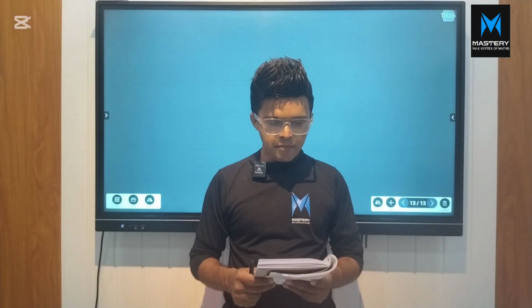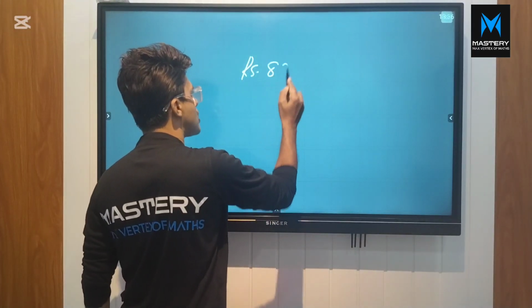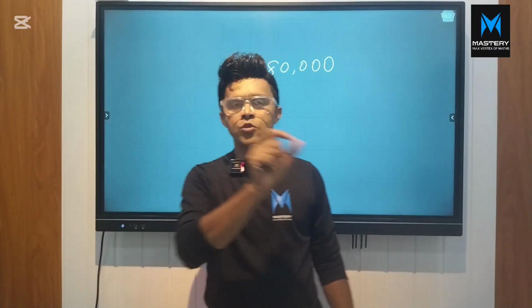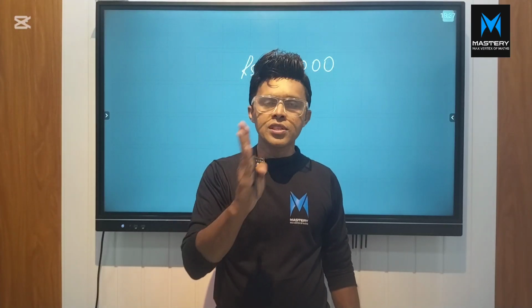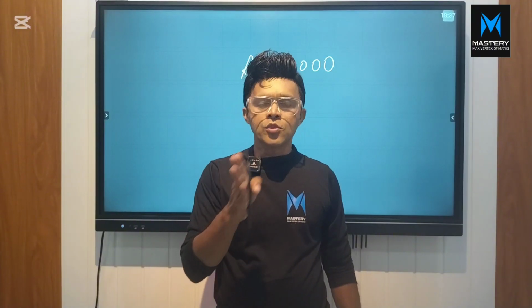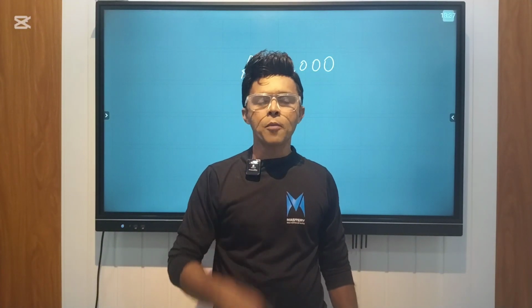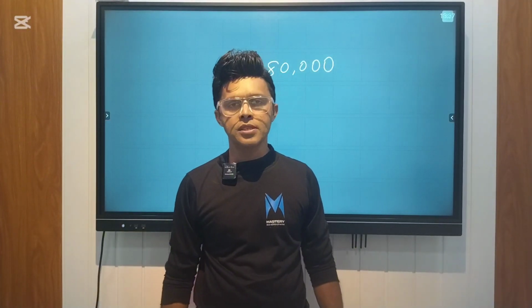The first question: the annual assessed value of a building is 80,000 rupees. Really, what is assessed value? Assessed value is not the value at which you can sell this property, right? Annual assessed value is the value decided by an officer who comes to the place. This is not the value at which the property can be sold.